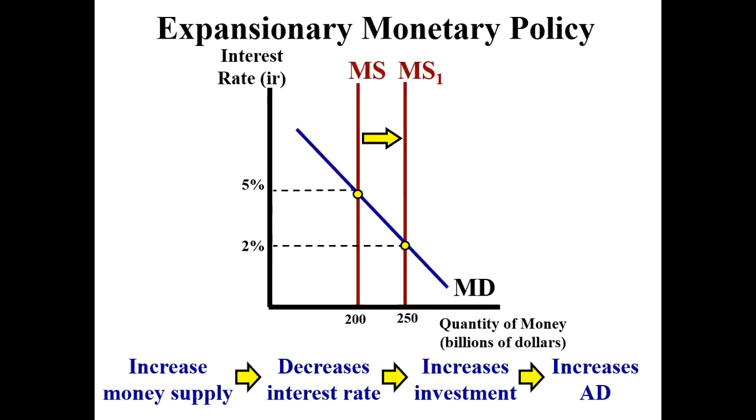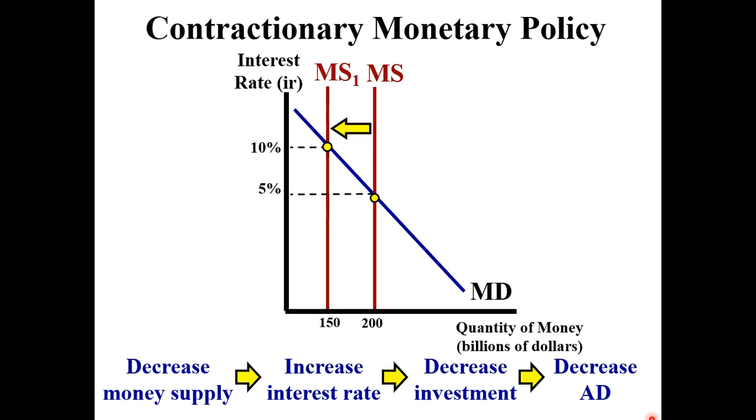Monetary policy first. The Federal Reserve, if they want to speed up the economy, if they want to step on the gas, here's what they do. If the Federal Reserve increases the money supply, that decreases interest rates. When interest rates are lower, businesses are going to be more likely to borrow money and invest. And when businesses invest, that creates jobs and increases aggregate demand, and that will grow the economy.